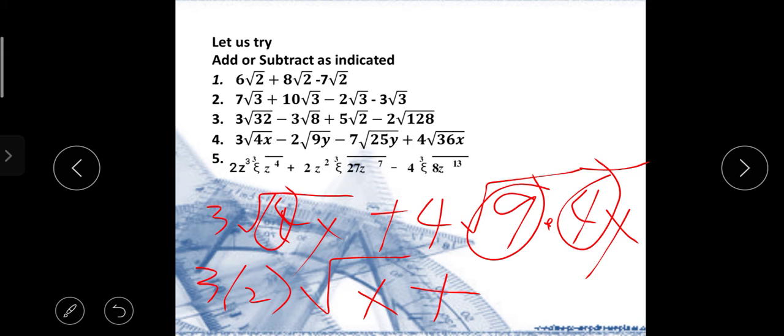meron tayong 3 at meron tayong, wait lang naman anak.